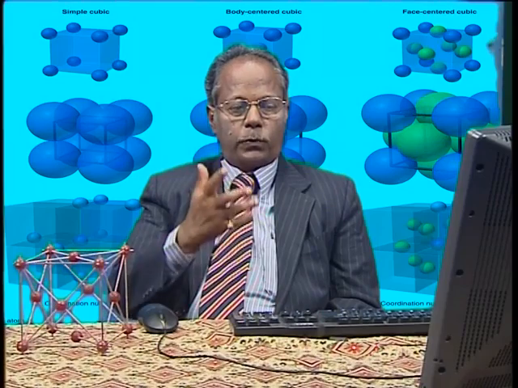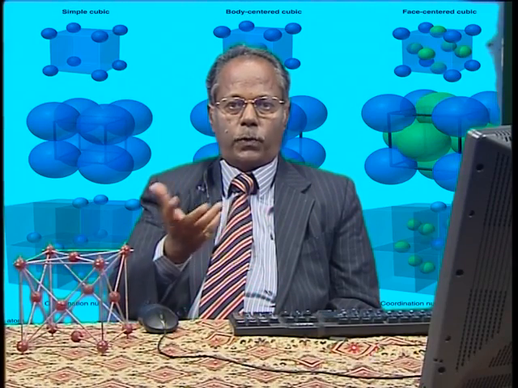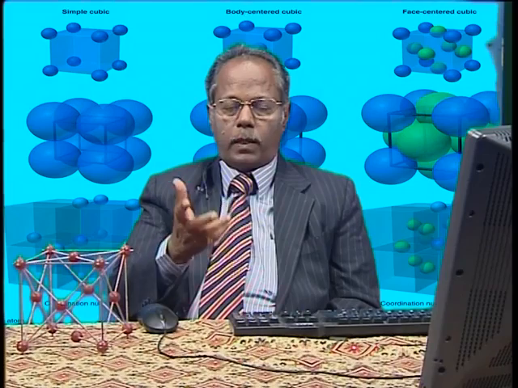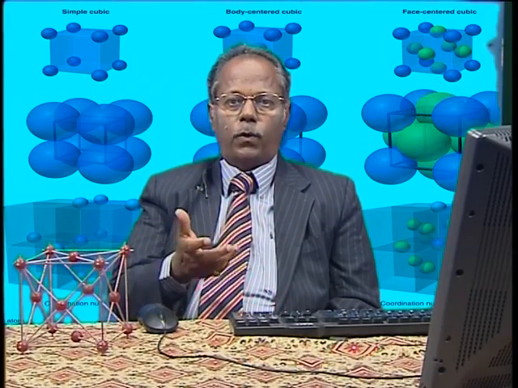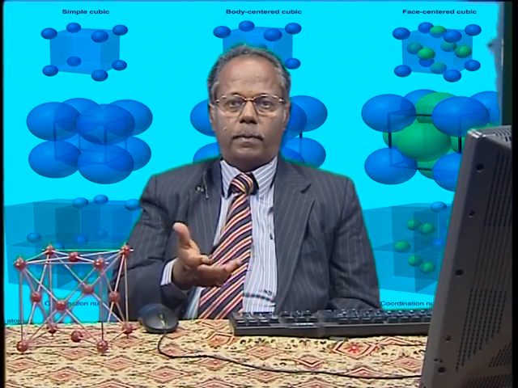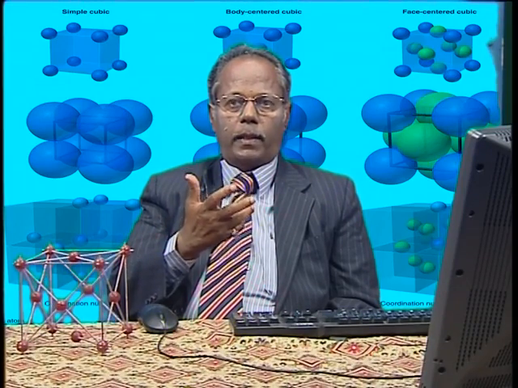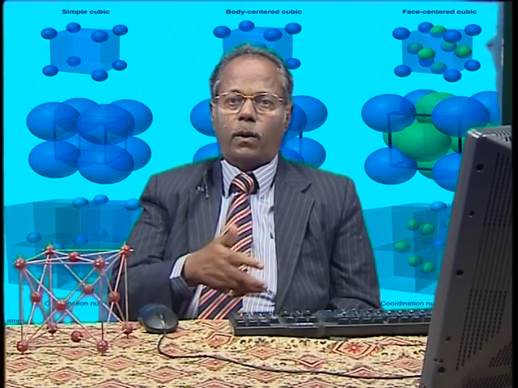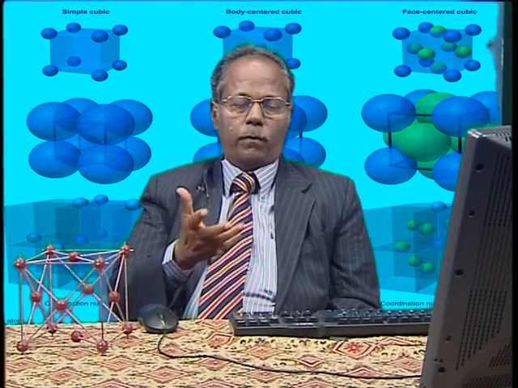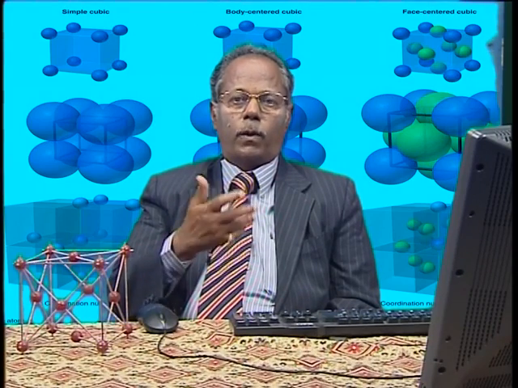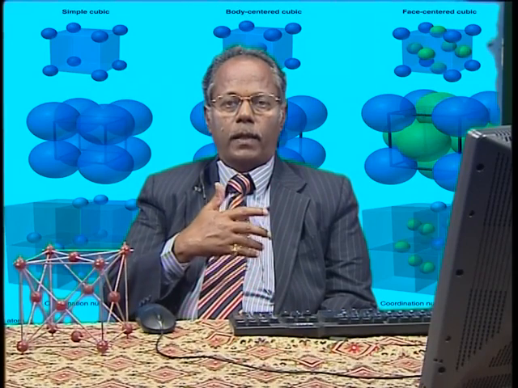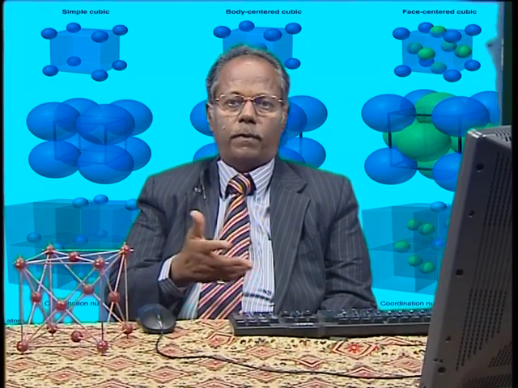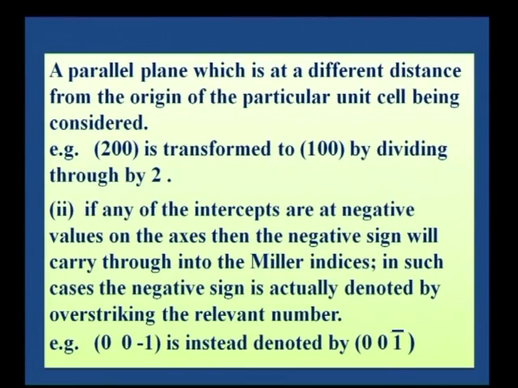Whenever you get 0 0 1 bar or 0 2 bar 0, now, whenever you get a bar, that means the intersection that a plane has made is along the negative of the particular axis. The cutting may be along the x or the y or the z, or all of them also can be negative. If all of them were negative, it may be 2 bar 1 bar 1 bar. So, a bar refers to the fact that the plane I am talking about has made an intersection along the negative of a particular axis, or 2 or 3 axes. That should be remembered.